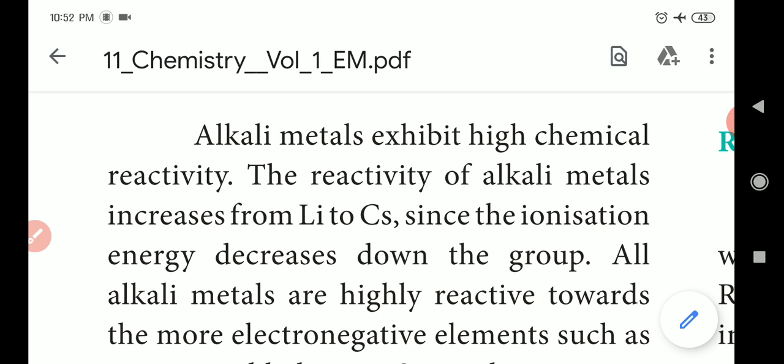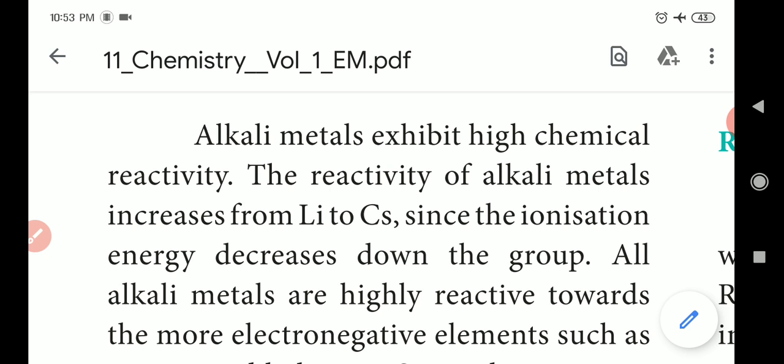Among all the elements, the one with a very low ionization enthalpy, a very low ionization potential, is cesium, because cesium has the biggest size. As the size of the atom increases, the force of attraction between the center of the nucleus and the outermost orbital decreases. So we need to provide only a very minimum amount of energy to easily remove the one electron from the outermost orbital.